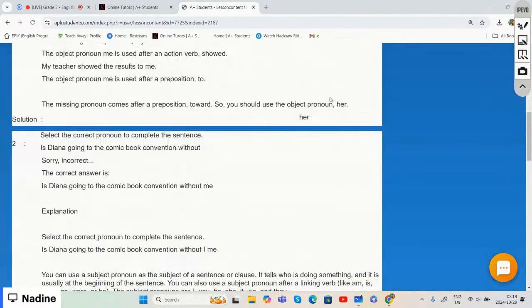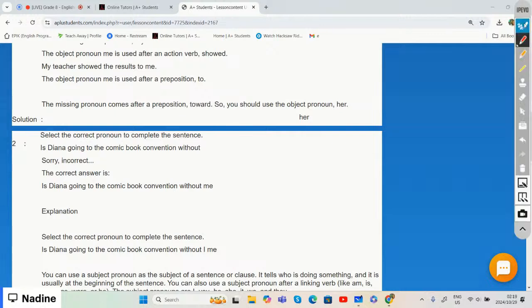All right, let's look at the next one. It says, is Diana going to the comic book convention without, do we say without me or do we say without I? Which one is correct? Without me or without I? So is Diana going to the comic book convention without me or without I? Which one is correct?